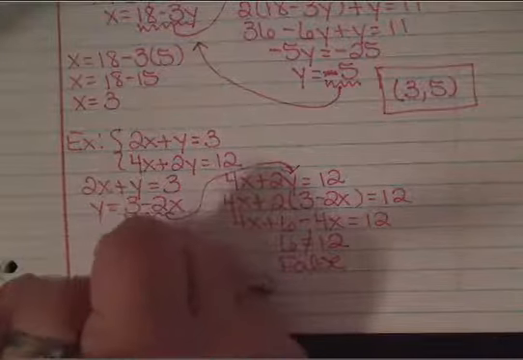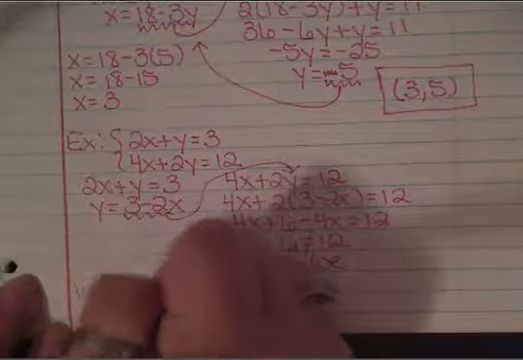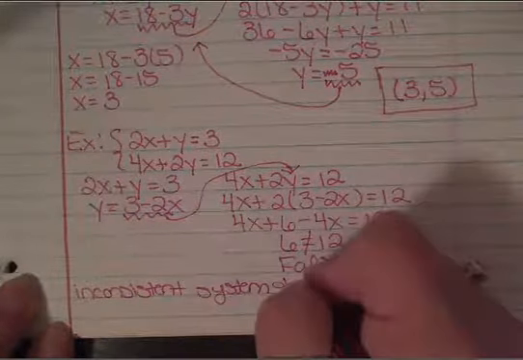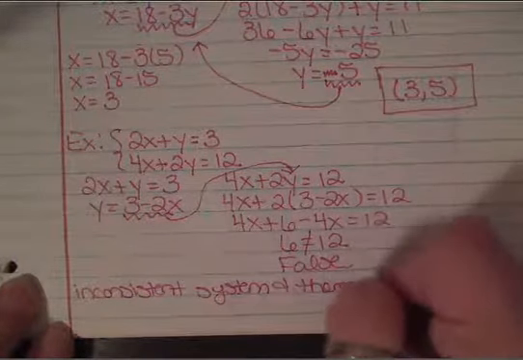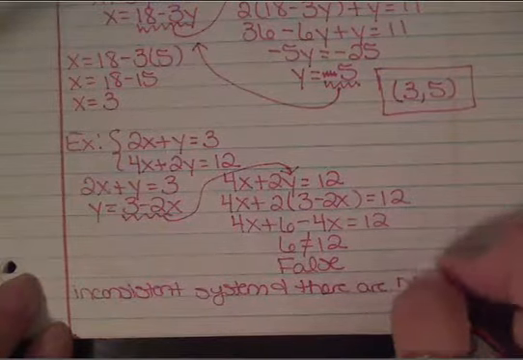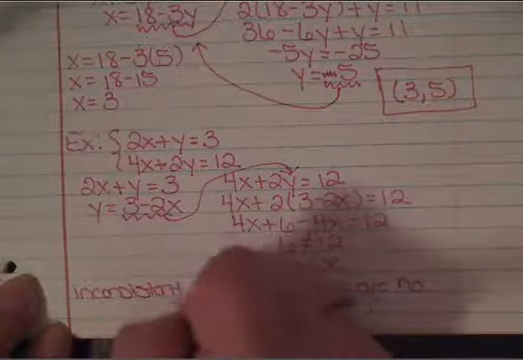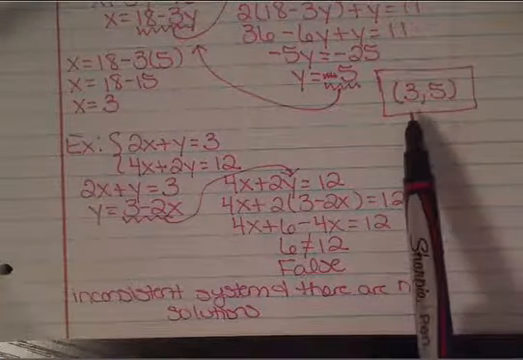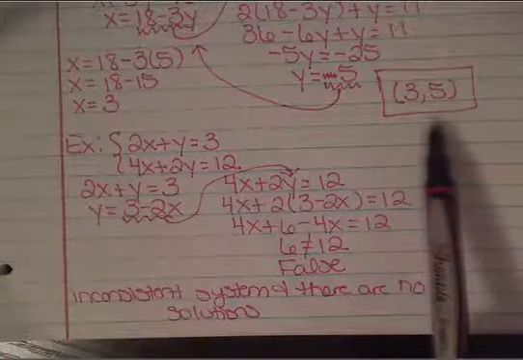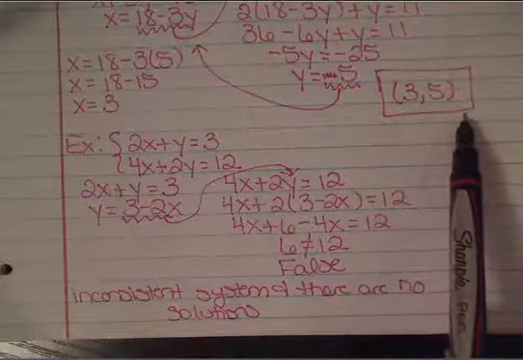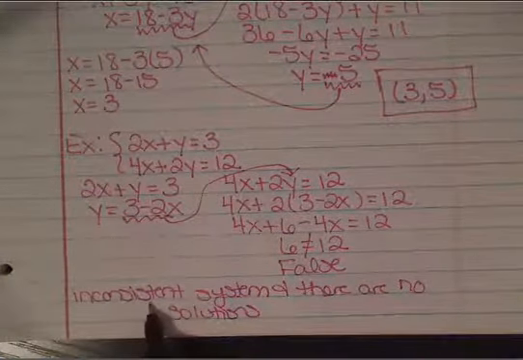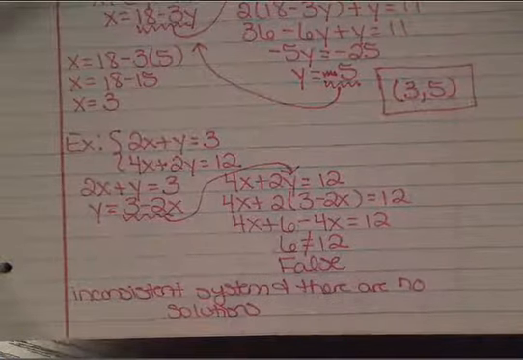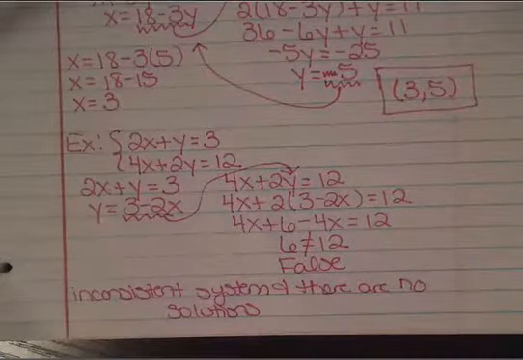So if you get to a point where it's false, that means that this is an inconsistent system and there are no solutions. For the first example that we worked, we got a solution because it was a consistent system, and so that means we got 1 point. This one is an inconsistent system, so there's no solutions. We found something that was false. So that can happen. That's a totally valid answer.